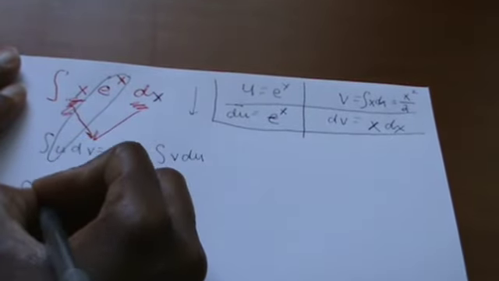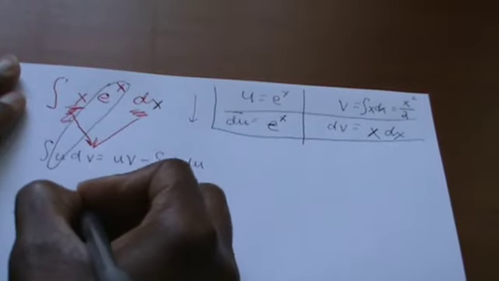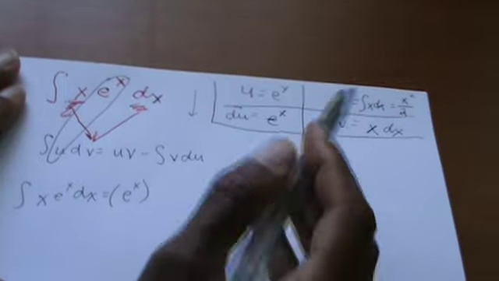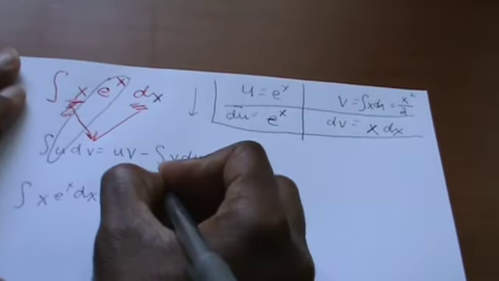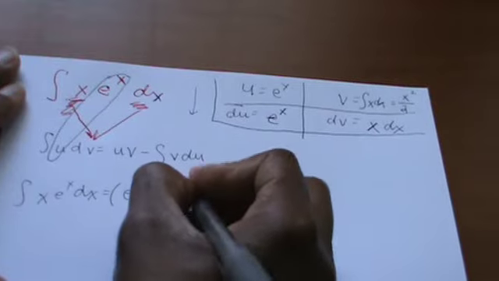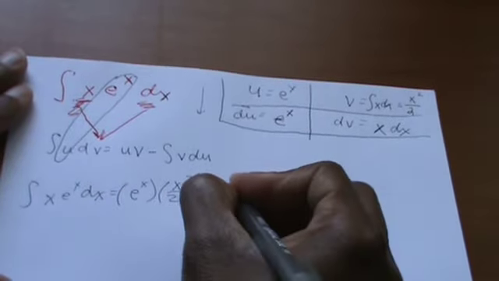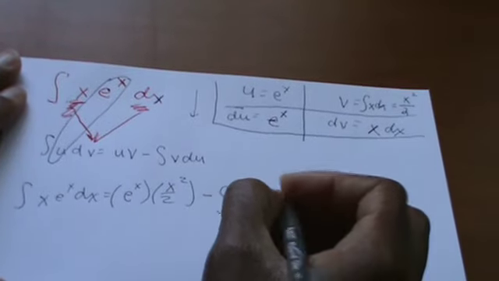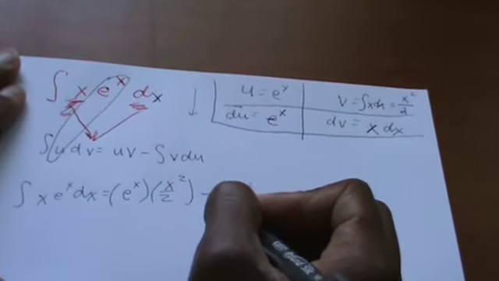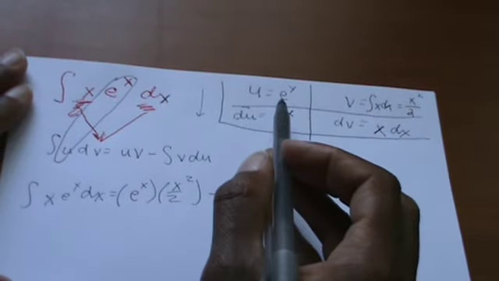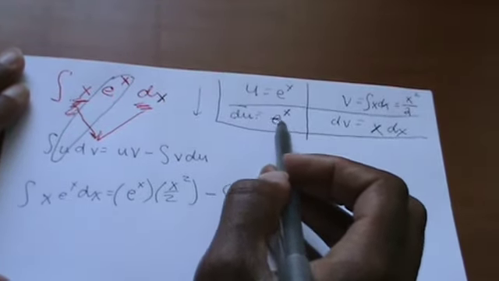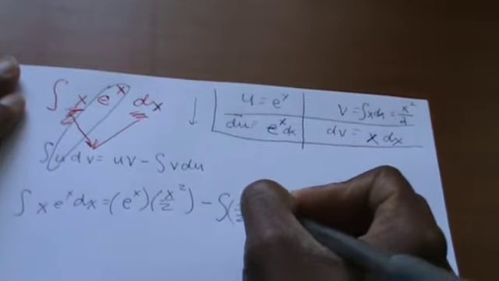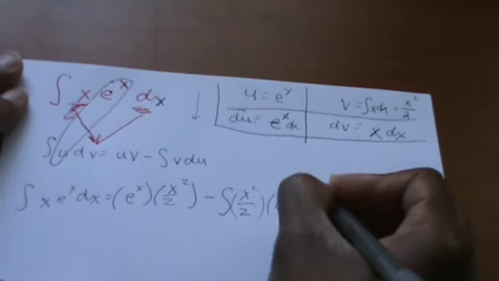According to the formula, it says take what your u was. So the integral of x e^x dx equals, your u was e^x, multiplied by whatever your v is, which we got x squared over 2, minus the integral of your v, which is x squared over 2, times your du. Now I was not careful here. If this is u, then you have to acknowledge here that you did take the derivative with respect to x. So here, e^x dx.